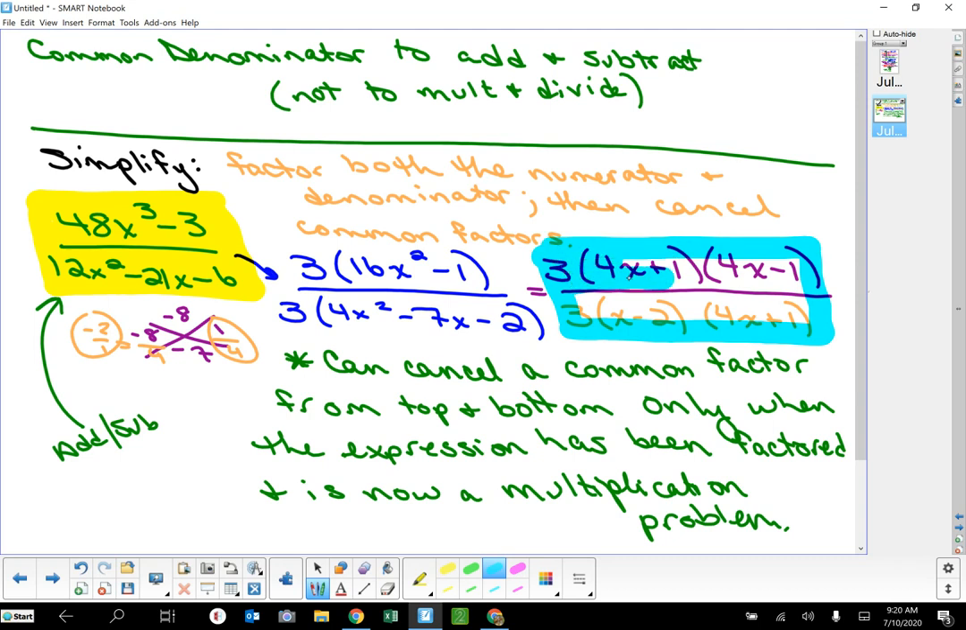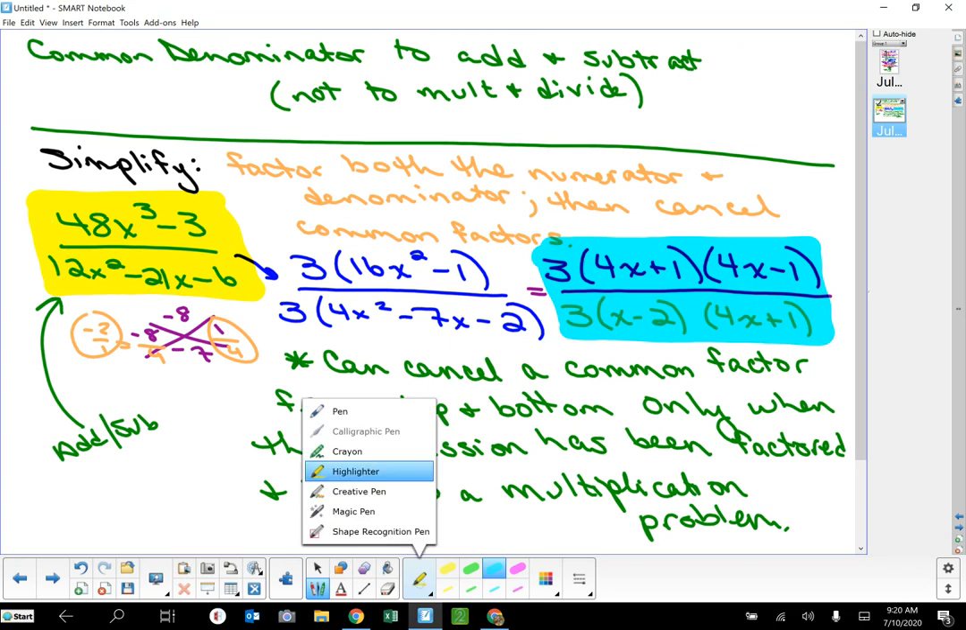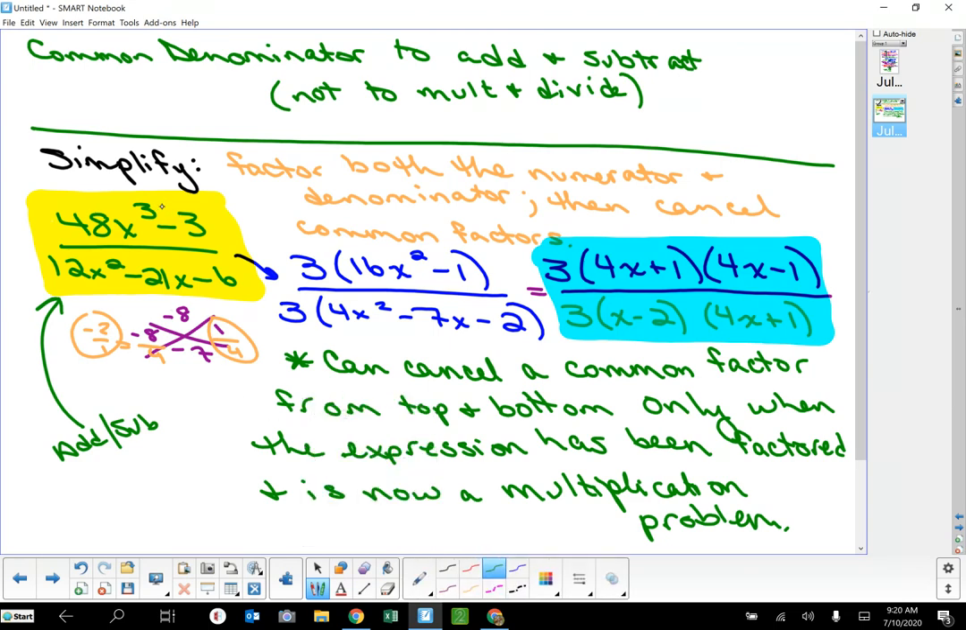You have 3 times the quantity 4x plus 1 times the quantity 4x minus 1 over 3 times the quantity x minus 2 times the quantity 4x plus 1. Those are all multiplied by each other. So that can be factored. You can cancel from that one. You cannot cancel from the one in yellow. Okay, so don't be thinking because these two things over here, -3 and -6, look nice. Can't cancel those. Add and subtract.